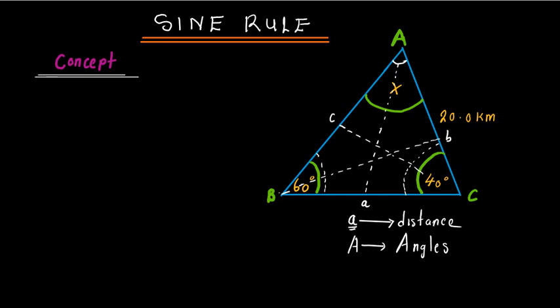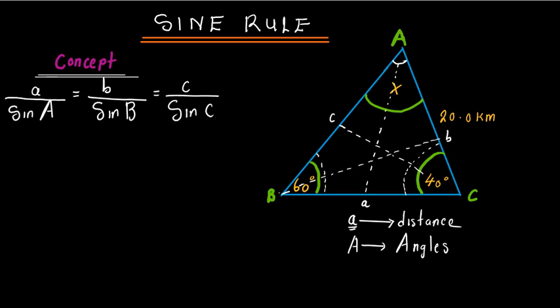Now, the sine rule states that the distance of A must ratio the sine of the angle big letter A. And of course, this must equal the distance of B, which in this case is AC, over sine of the angle B. And this is going to equal small letter c, which is the distance AB, over sine angle C. So using this concept, we are able to calculate almost everything.